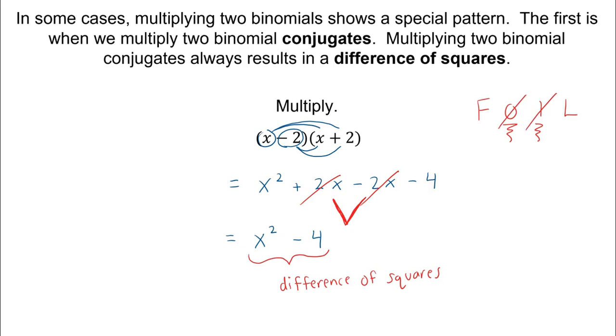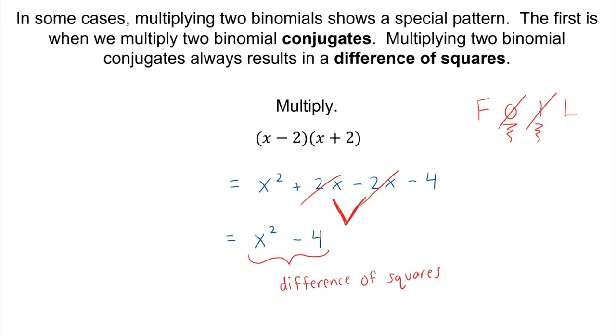So that means that when I multiply two binomial conjugates, I don't even have to do the O and the I part of the FOIL. All I have to do to get my final answer is multiply the first terms and the last terms.